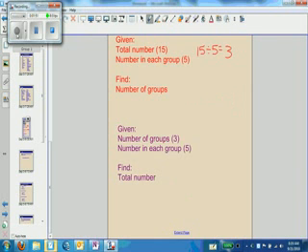In our last example, we're given that there are 3 groups and there's 5 in each group, and we're asked to find the total number. The problem is 3 times 5 equals 15 because we're finding the total number. Now, these are very simple examples.